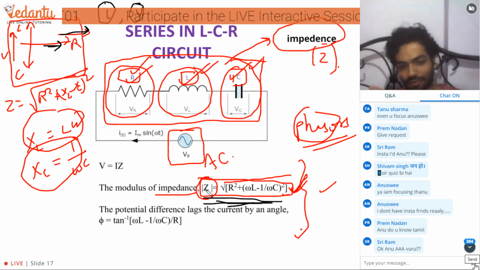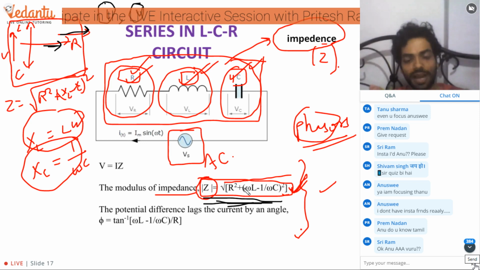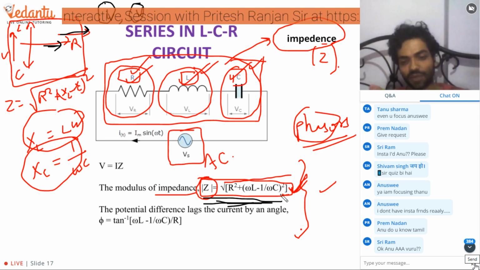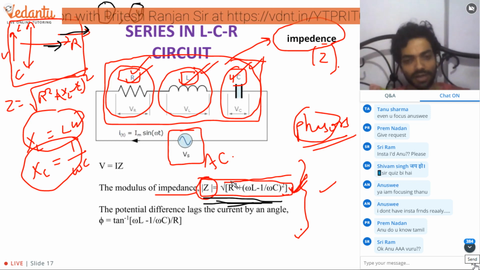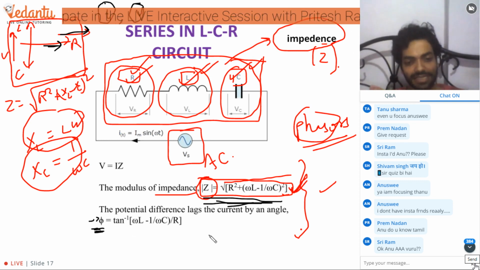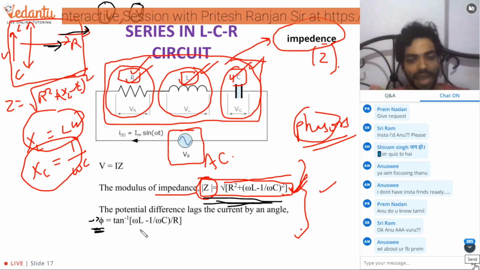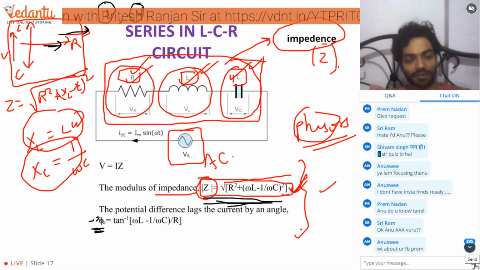We have the value of Z as root under R square plus L omega minus 1 by omega C whole square. So this is the value of impedance, and the value of the lagging phase difference is tan inverse of XL minus XC by R.